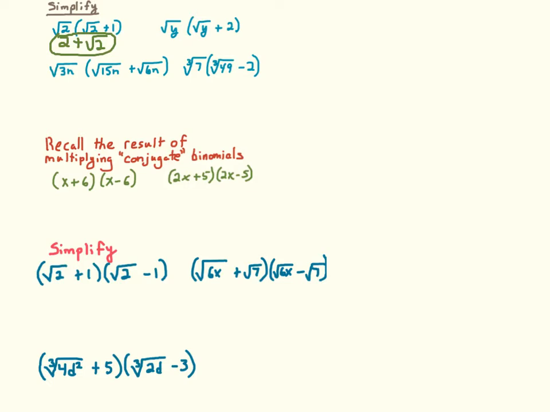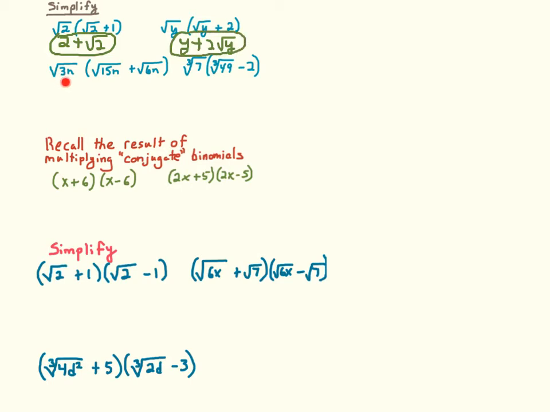And the next one over here, I have the square root of y times the quantity, the square root of y plus 2. So I'm going to multiply the square root of y times the square root of y, and then add to that the square root of y times 2. So the way I'll write my answer there, square root of y times the square root of y is just y, and then the square root of y times 2, I'll call that 2 root y, and those are non-like terms. So that's my final answer.